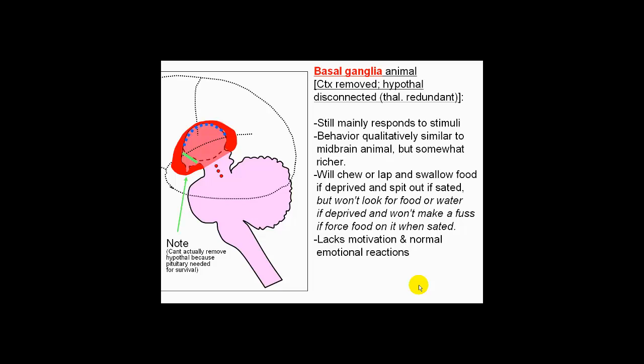And if you try to force food on it when it's not hungry, a normal animal will make a fuss. These guys don't ever make a fuss about anything. They lack normal motivation and normal emotional reactions, these basal ganglia animals. Okay, so this picture is kind of similar to, a little richer than, what we saw with the midbrain animal, but not a lot.